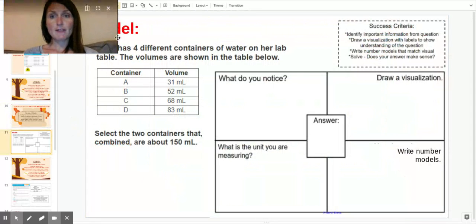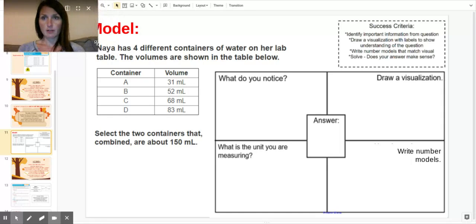So here, this is a question that is on Evaluate. It says, let's see if I can make it smaller. It says Naya has 4 different containers of water on her lab table. The volumes are shown in the table below. A volume is like how much water is inside of the cup. So containers are kind of like cups. So she's got 4 different cups filled with water.